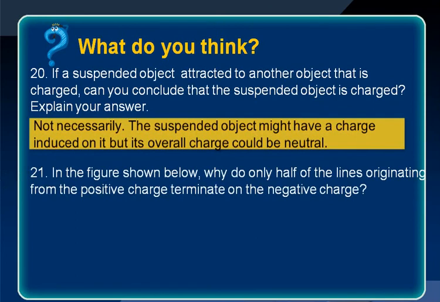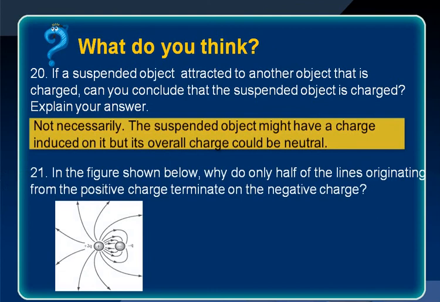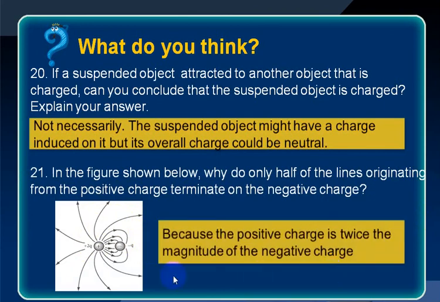Question 21. In the figure shown below, why do only half of the lines originating from the positive charge terminate on the negative charge? And the answer is because the positive charge is twice the magnitude of the negative charge. As you see here, the positive charge is plus 2q and the negative charge is minus q. So it is double the charge.